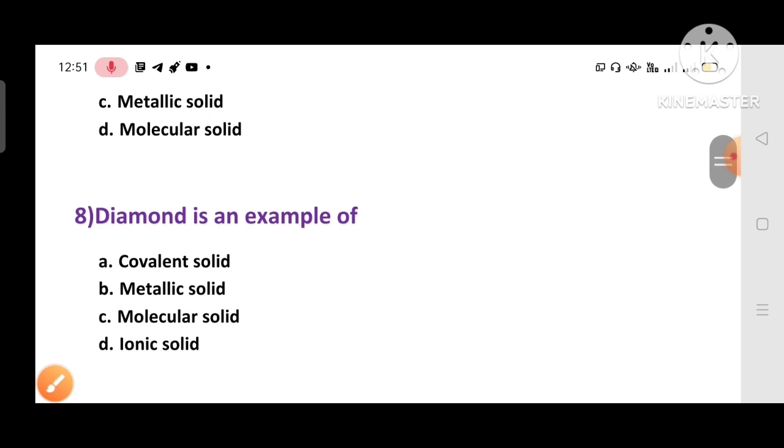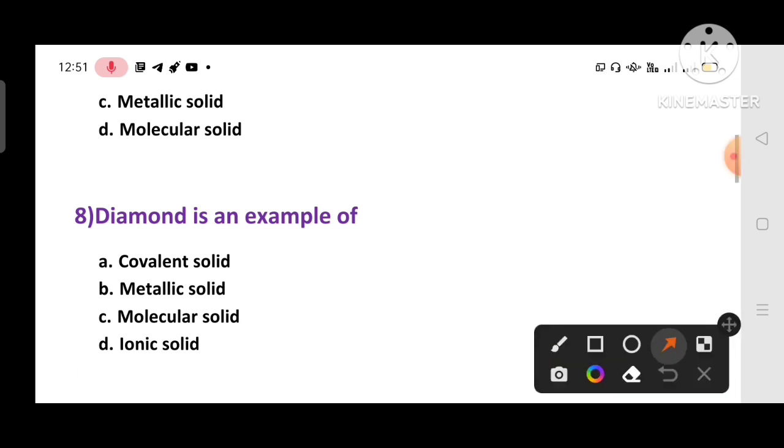Next question, diamond is an example of, option A covalent solid, option B metallic solid, option C molecular solid, option D ionic solid. And the right answer is option A covalent solid.